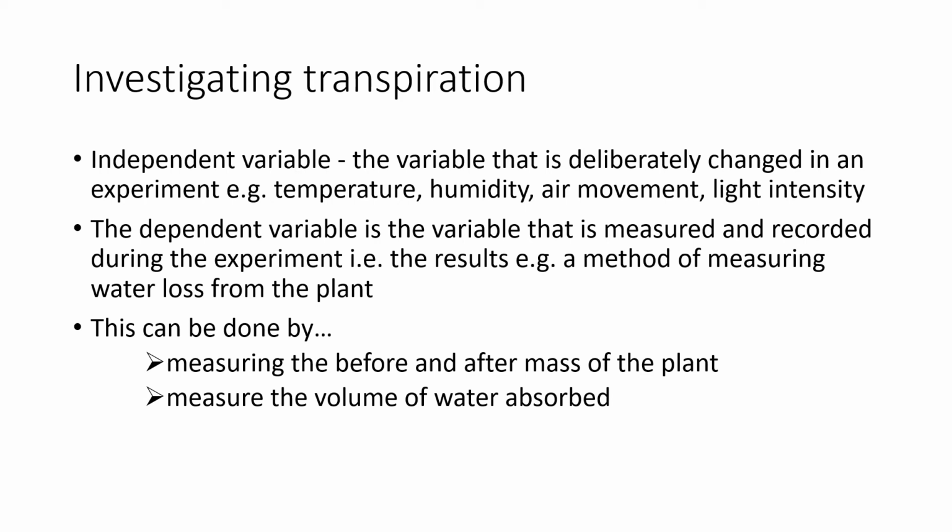But remember, the independent variable is the one that is deliberately being changed and the values are decided before the experiment starts. The dependent variable is the variable that we measure and record during the experiment. It's essentially the results. And quite often for transpiration investigations, it'll be some kind of measure of how much water has been lost from the plant, either by measuring the before and after mass or in some way measuring the volume of water that's been absorbed by the plant. And it's a specialist piece of equipment that we can use to measure that volume of water.